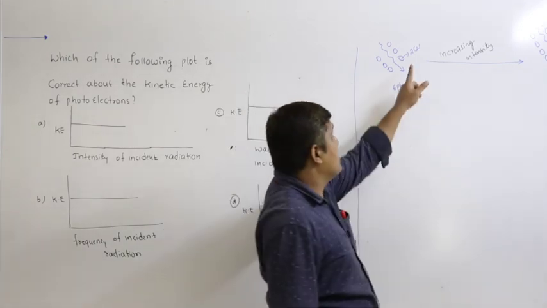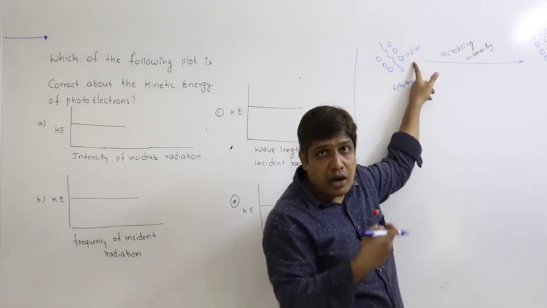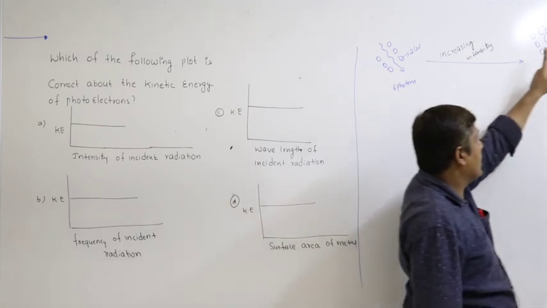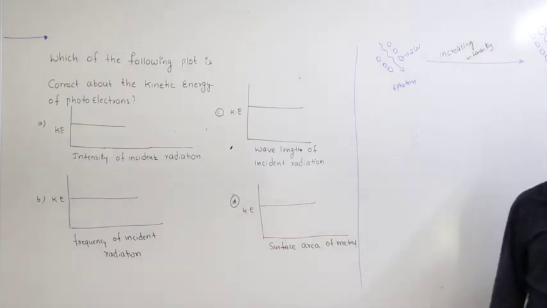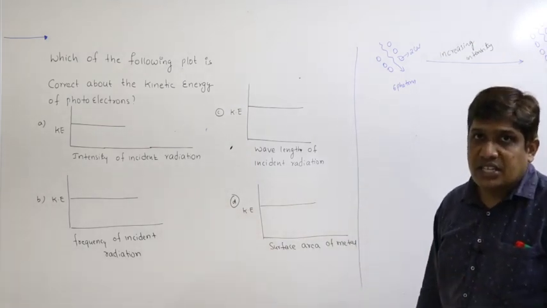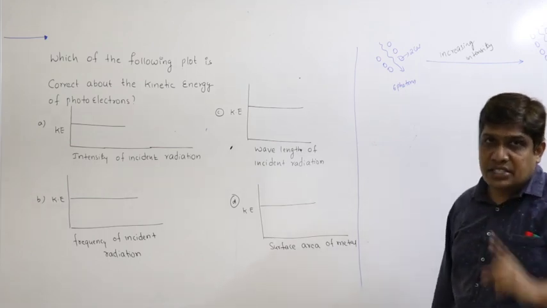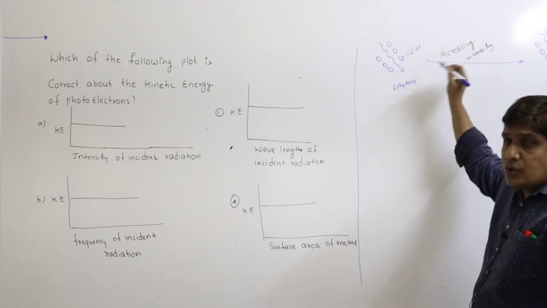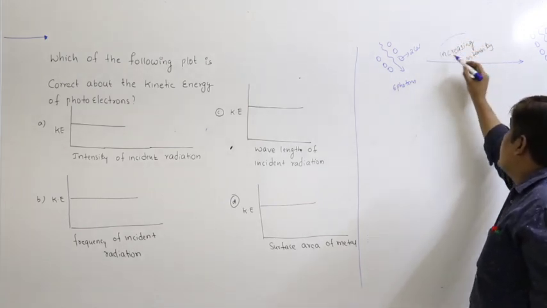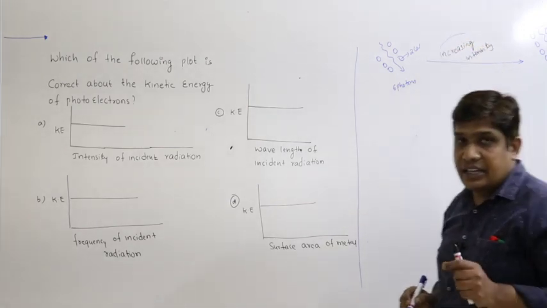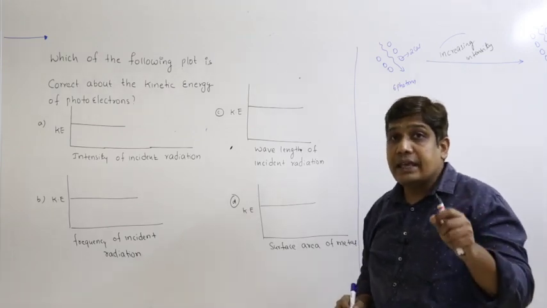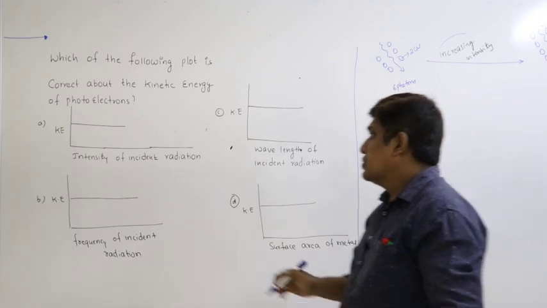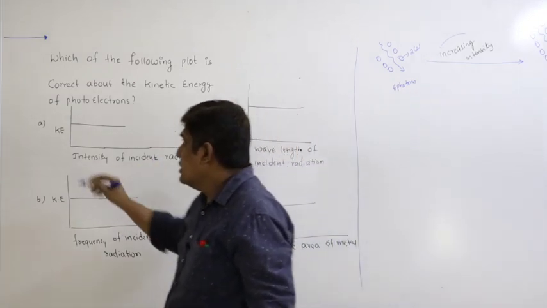Because kinetic energy depends upon energy of absorbed photon. Here the energy of absorbed photon is 2 calories. Here also the energy of absorbed photon is 2 calories. So since it is not changing, kinetic energy will not change. So the conclusion is kinetic energy of photoelectrons is independent of intensity of incident radiation. So the correct answer is option A.